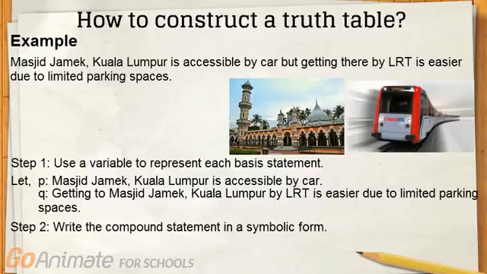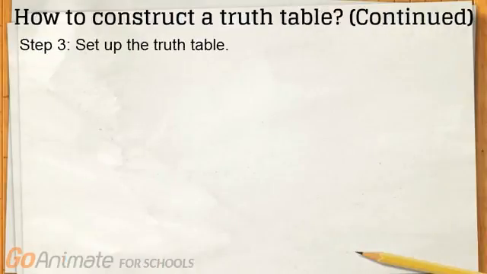Conjunction of P and Q as shown on screen can be denoted as P and Q. Step 3. Set up the truth table.